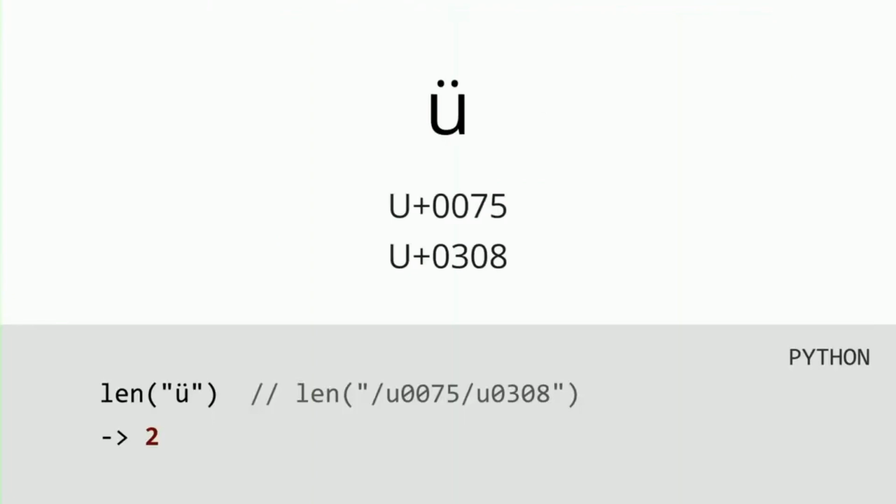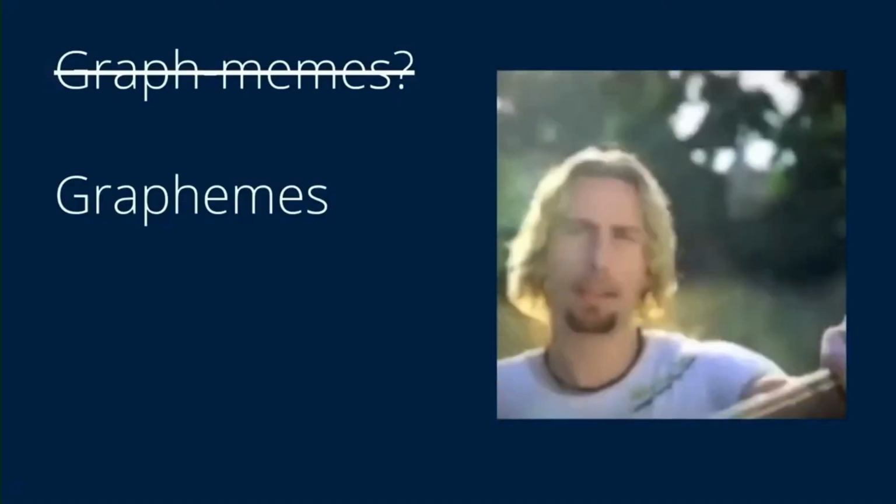So this is the individual representation with the two separate characters. It has a length of 2. The combined one has a length of 1. Very easy to understand, right?